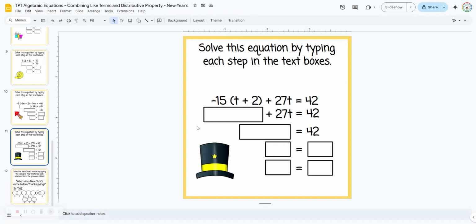Now, when they get down to slides 10 and 11, they're going to have both combining like terms and distributing in the same problem. So we want to distribute first and then combine like terms.